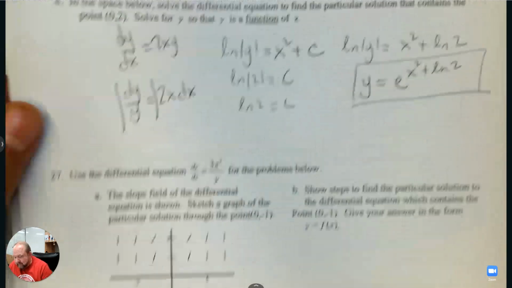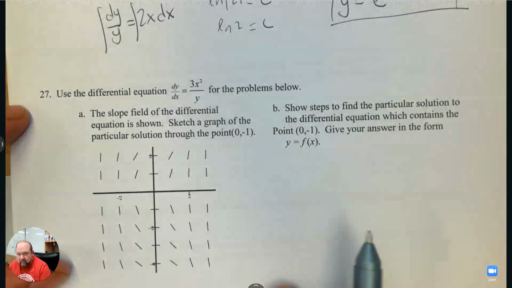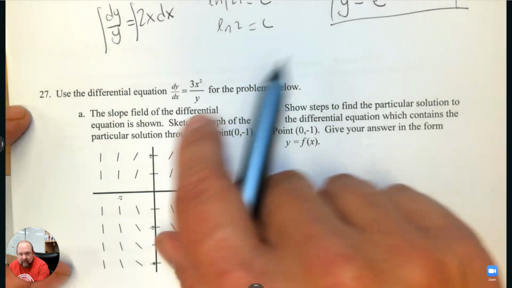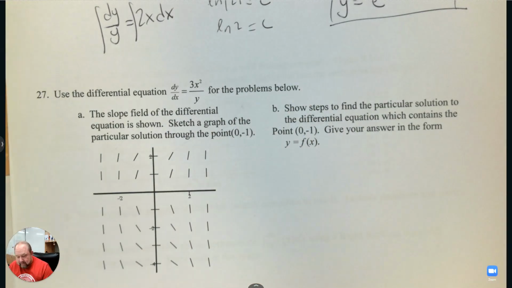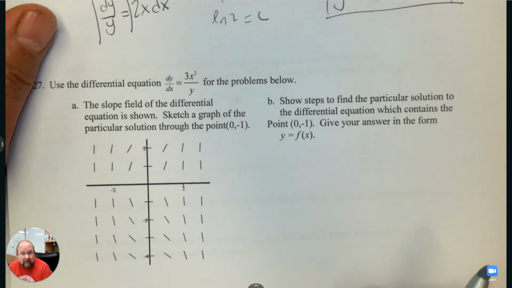All right, the last one here. Here, you're already given a slope field based on this equation, so it's already done for you. And it says sketch a graph through 0, negative 1. I think you should try it. I think you should press pause and see if the sketch looks like my sketch.